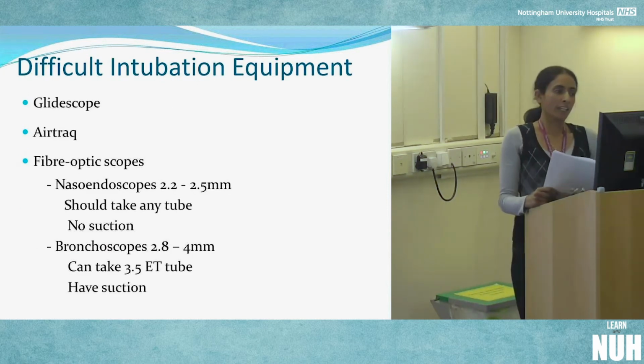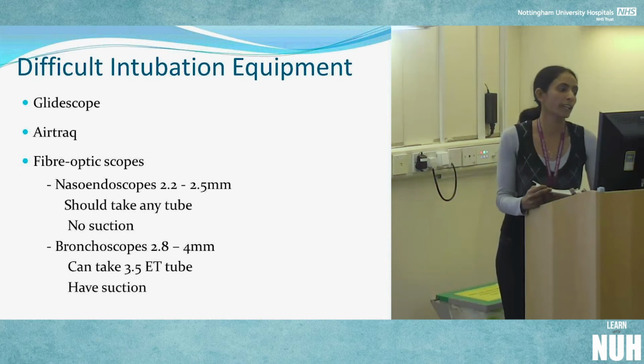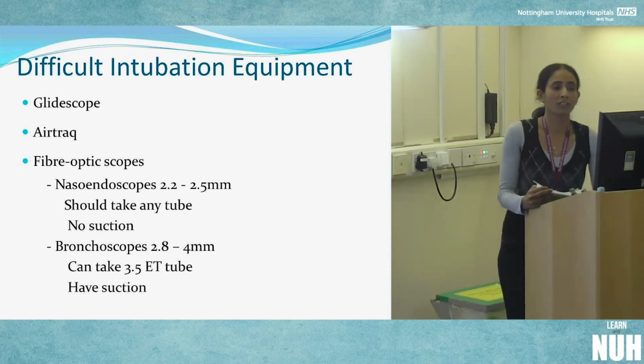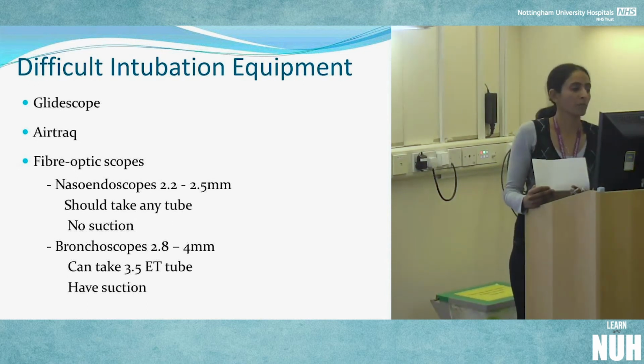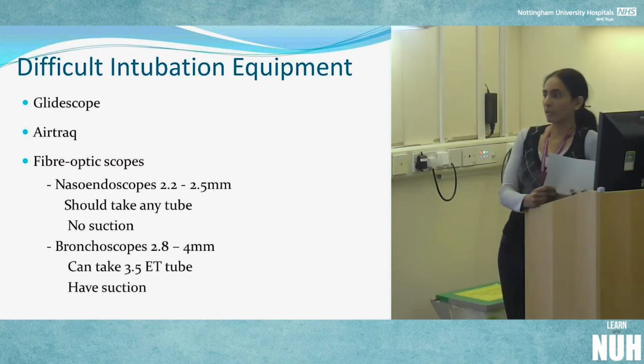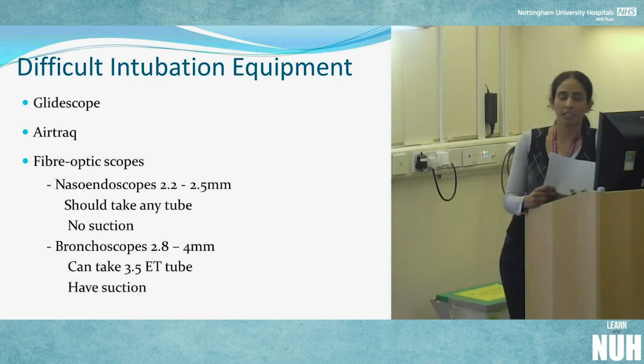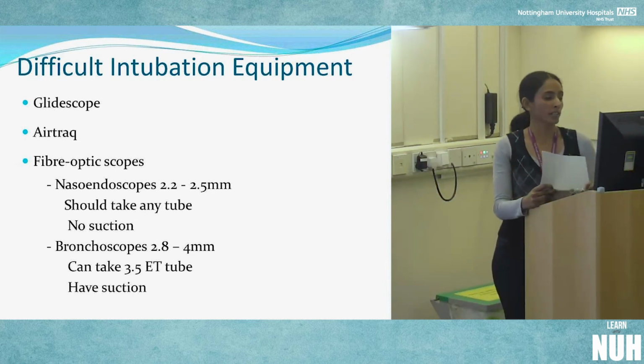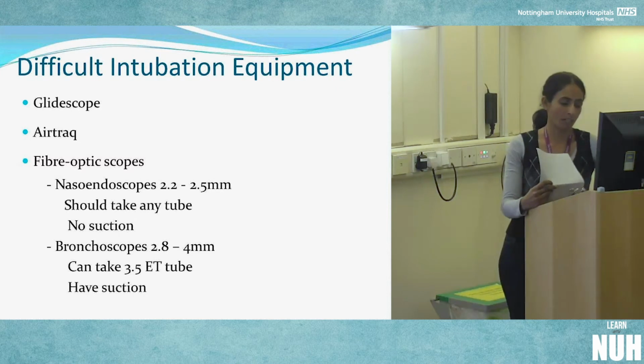Equipment, what we have here for difficult intubation, we've got GlideScopes, we've got the Airtraq. I haven't used the Airtraq myself, but I think it is useful to have them around. We've got fiber optic scopes. The nasendoscopes, we don't keep them. Usually the pediatric ENT surgeons come with one if you ever ask them to come down.